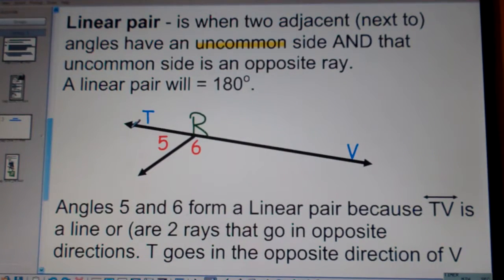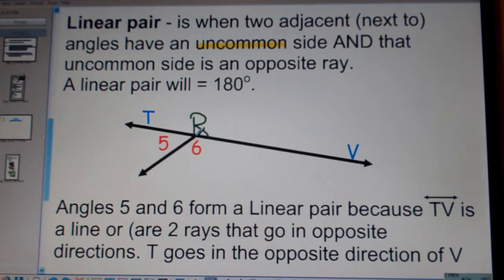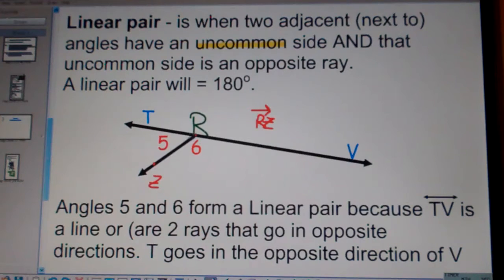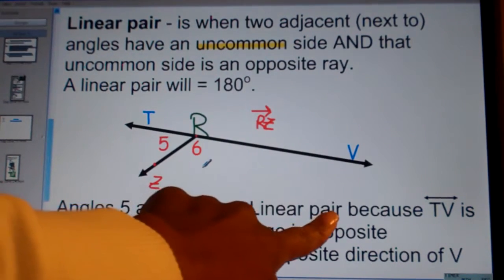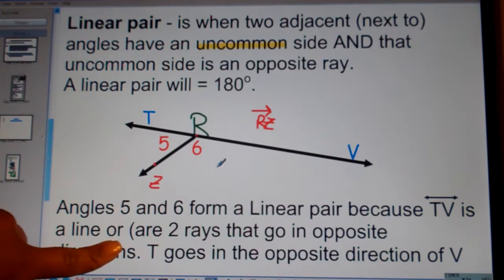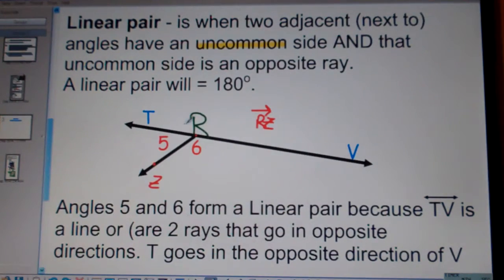Okay, so what do I mean here? I have line TV, and it's being intersected right here at this ray R, and if I call this point Z, ray RZ intersects the line TV. Alright, here we are with this ray RV. Now, because I have a line TV being intersected by RZ, that means that angles 5 and 6 form a linear pair, because TV is a line, or two rays that go in opposite directions.